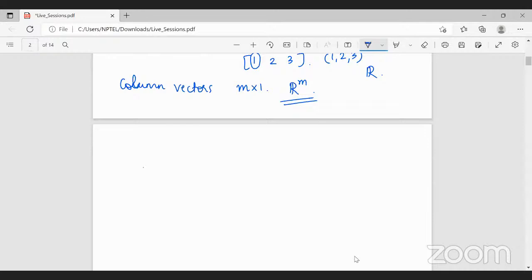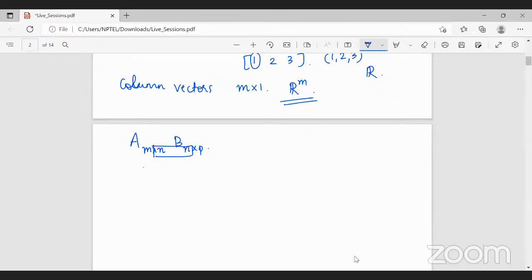How can you multiply any two matrices? Not always, right? So when is it possible? When the number of columns of one matrix is equal to the number of rows of the second. So the number of columns of the first matrix should be equal to the number of rows of the second matrix. If these two are equal, only then you can multiply these two matrices.